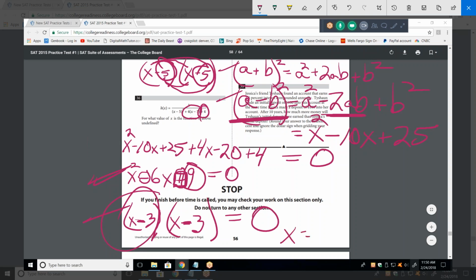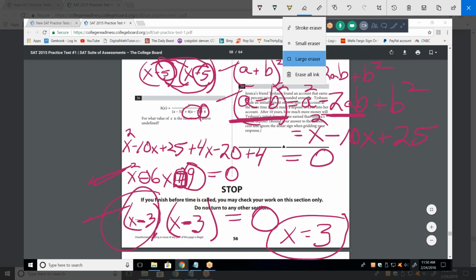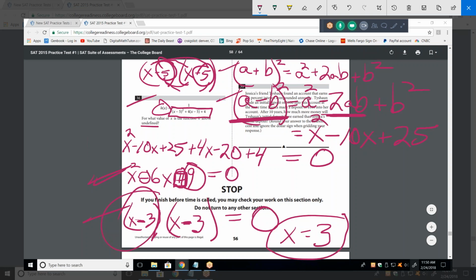X has to be 3. That is the only value of x that makes that denominator be 0. And that's what makes that function undefined. The full denominator has to equal 0. Any other number, and this function h of x is not undefined. It's only division by 0. Okay, makes sense. That's a problem if we recognize it. Basic algebra. That's all it is.